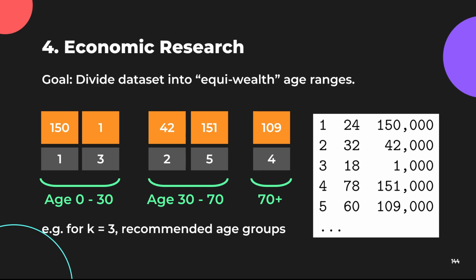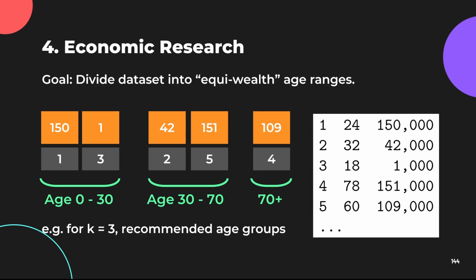I can sort it maybe. Sort? How do you sort? Sort the age. And then if there are n people and you want to make k groups, every group you have n per k, n divided by k people, just take n divided by k people.